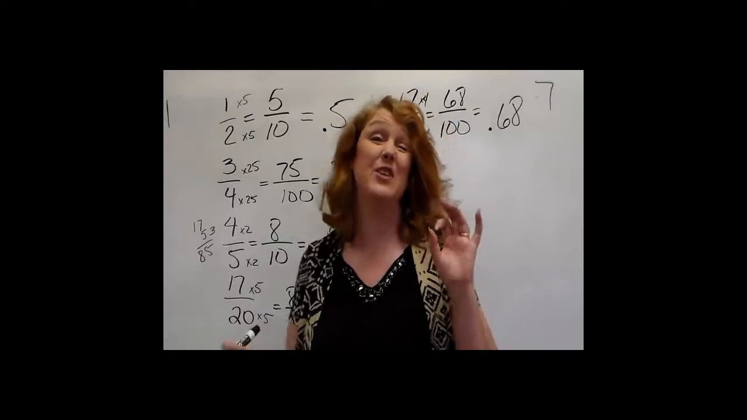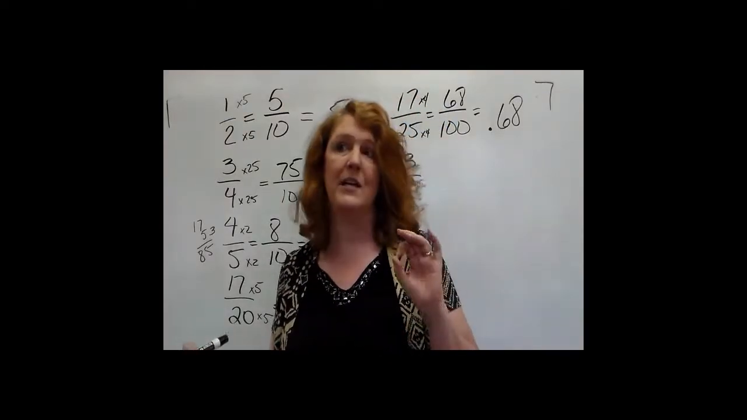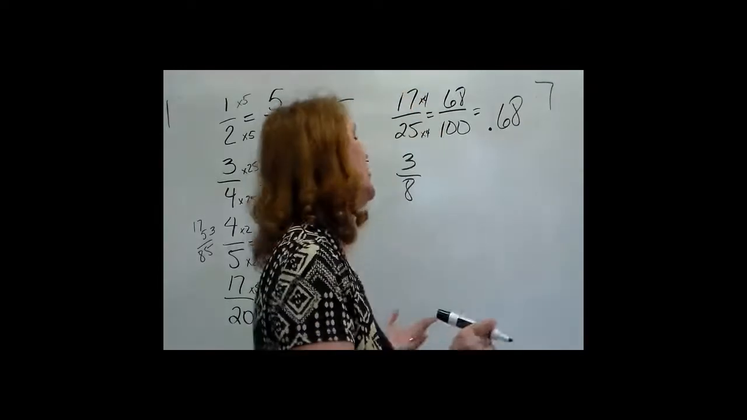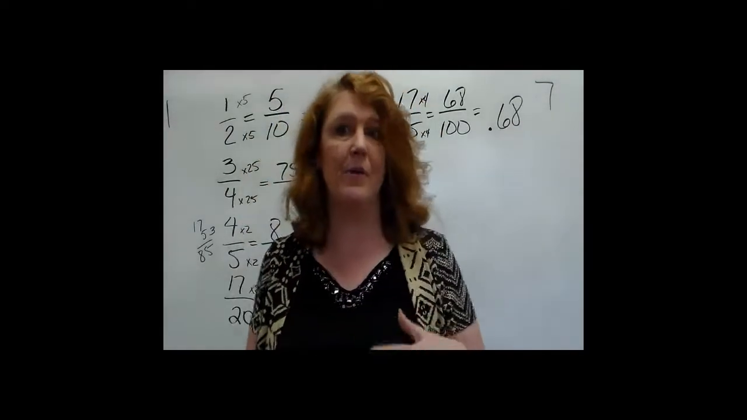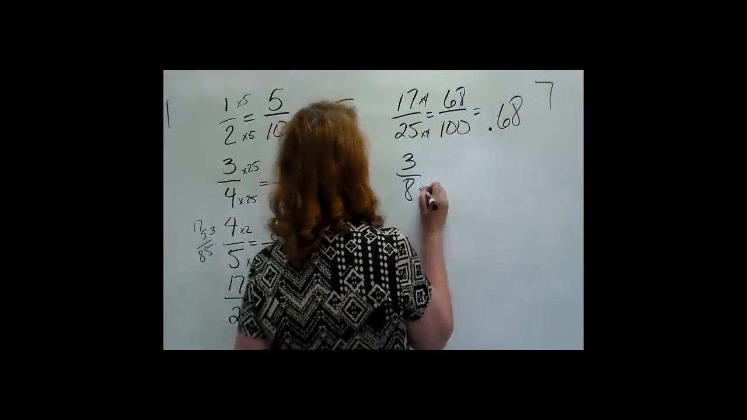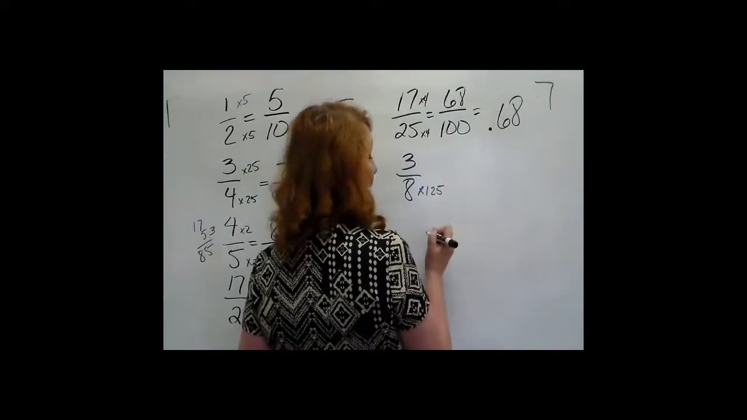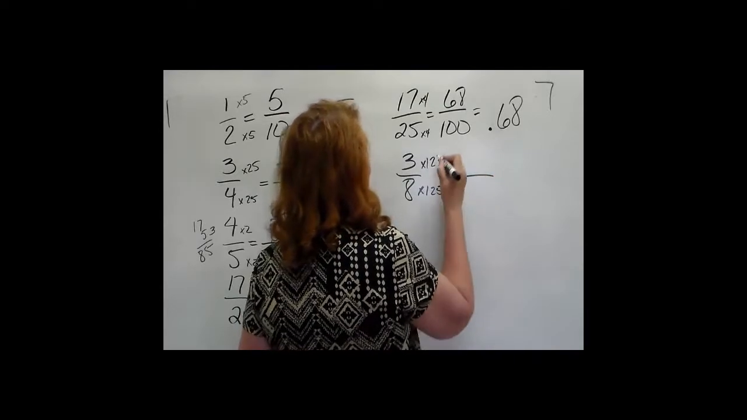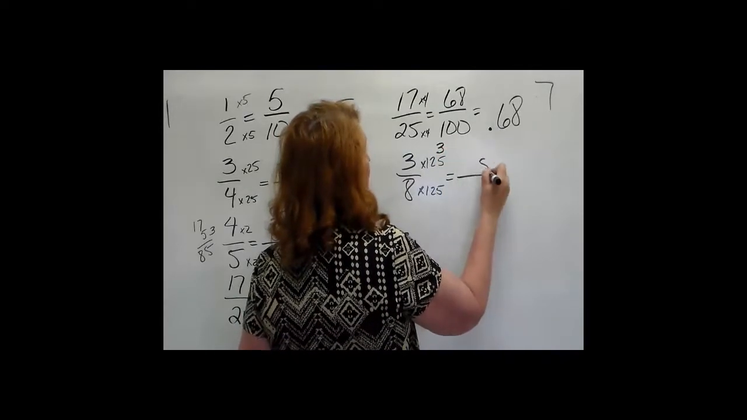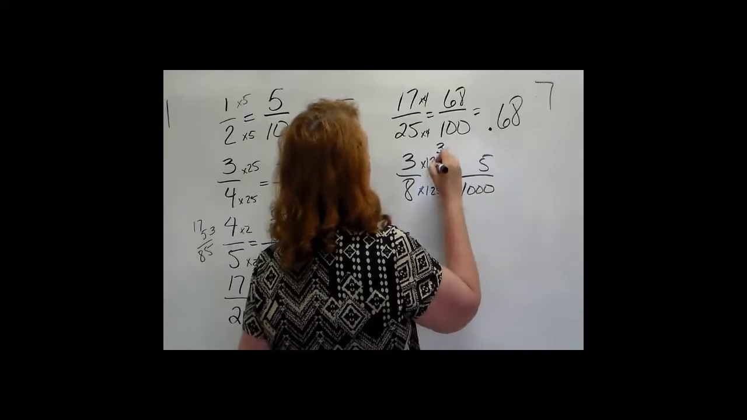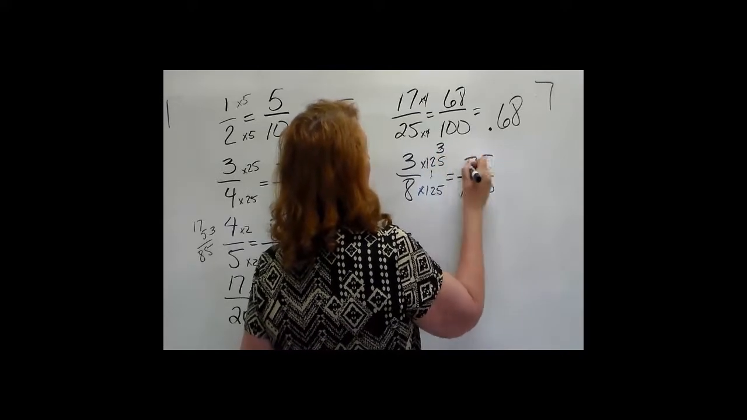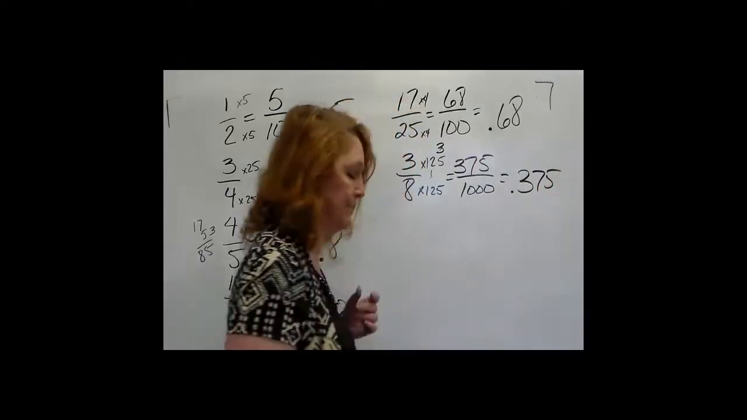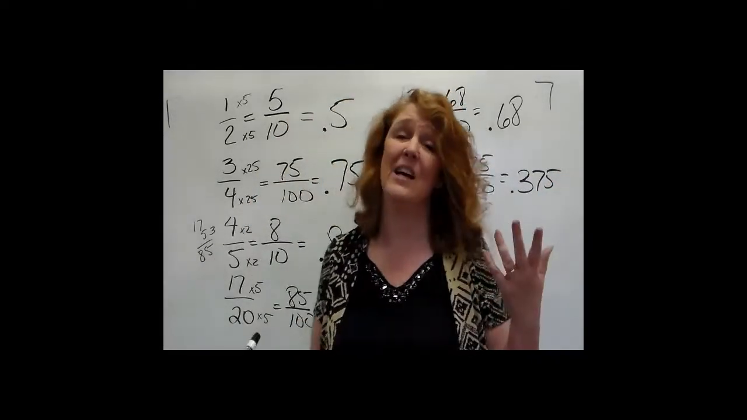8 is an interesting one. 8 is the one they like to use on the tests because 8 goes into 1,000 and most people don't remember that. So if you can remember that 8 times 125 is 1,000, then awesome. Then you can just do this the easy way. 3 times 125 is 375 over 1,000. So that's going to equal 0.375. That's not one I expect you to remember.